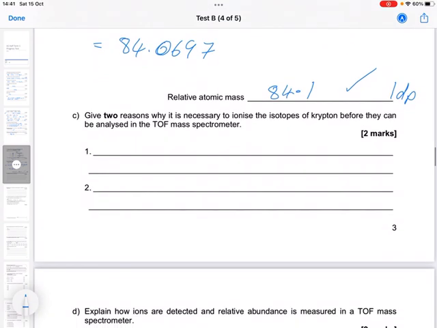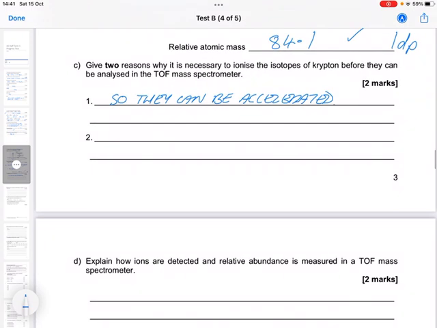C, give 2 reasons why it's necessary to ionise the isotopes of krypton before they can be analysed in a time of flight mass spectrometer. So they need to be ions so that they can be accelerated. And when they reach the detector, remember they pick up an electron, and if they're not ions, they won't be able to pick up an electron. So they can be detected.